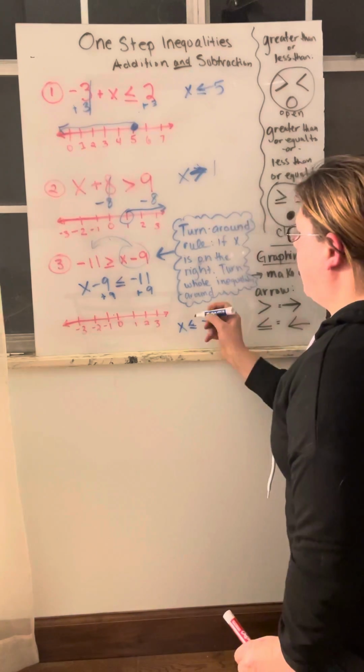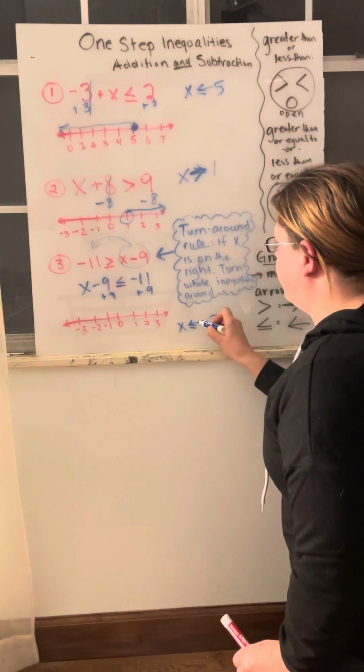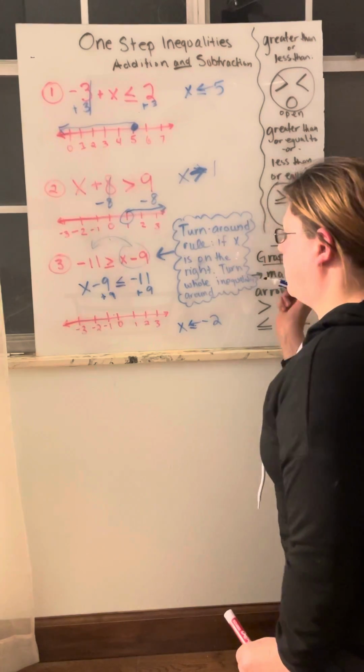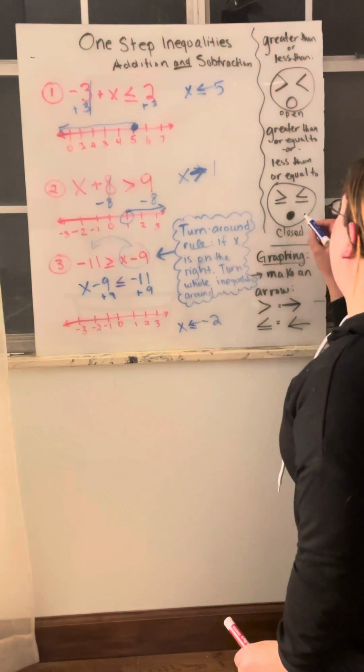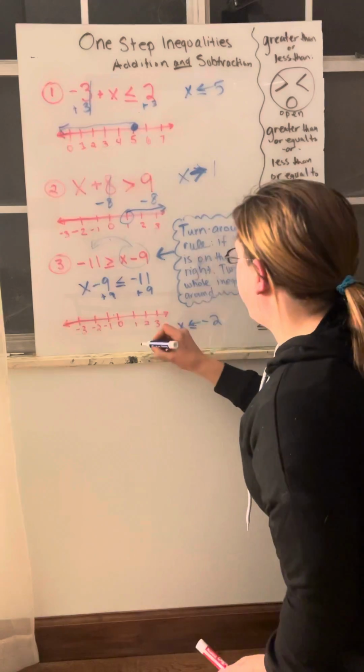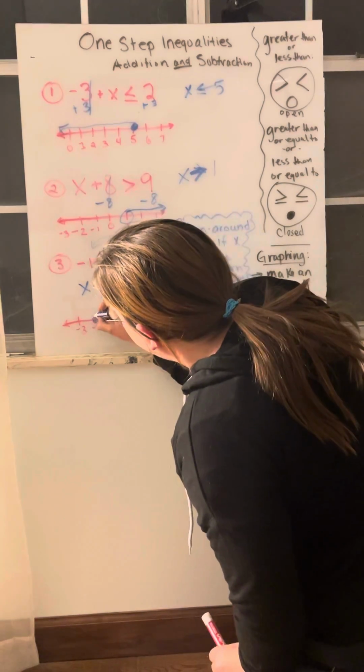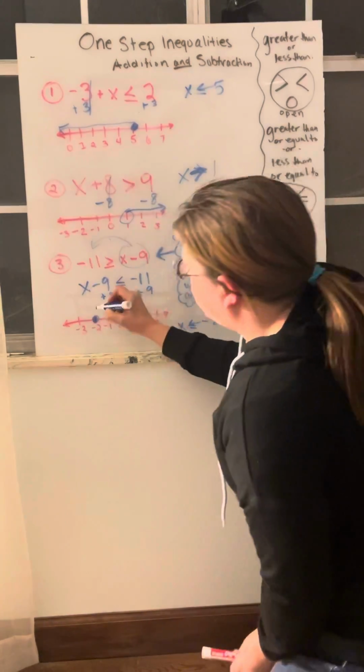I'm going to make my arrow. I just draw my little arrow stick right there. That means it's going to the left. So I'm going to make a closed circle, big closed circle at -2. And my arrow is going to the left.